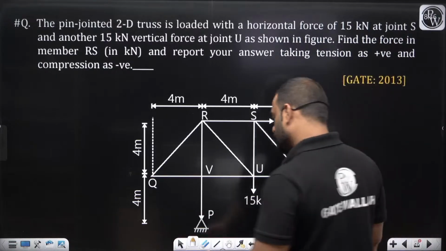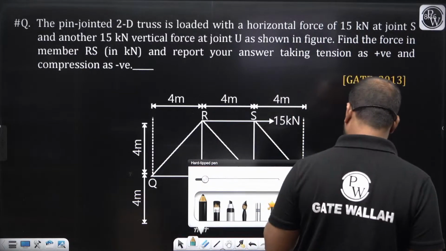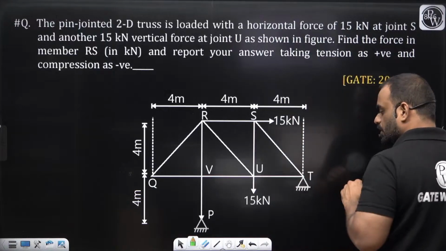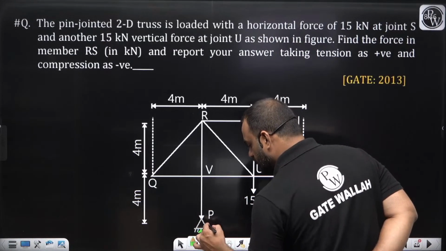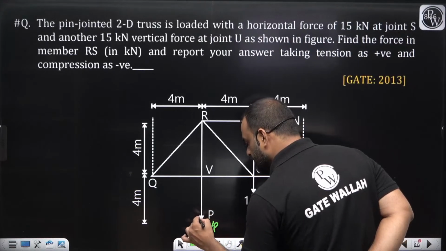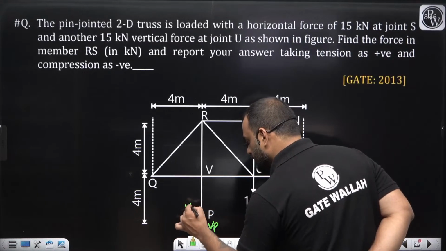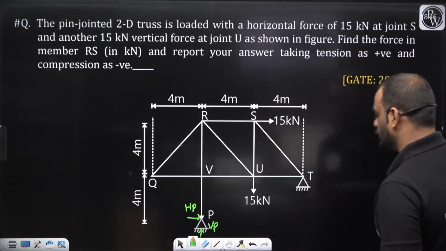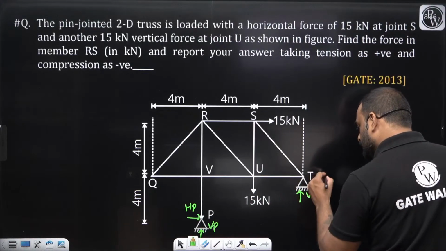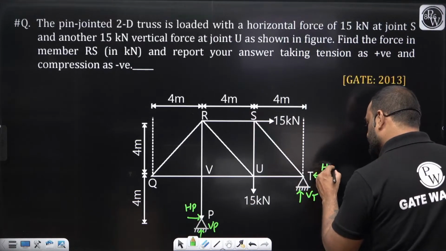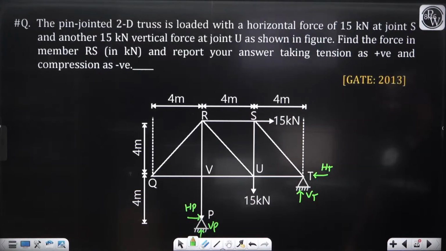So guys, to solve this particular question, let us consider there are two external support reactions. One is VP and second is HP at the support P. Similarly, we have VT reaction and HT reaction like this, VT and HT. Okay, sir.